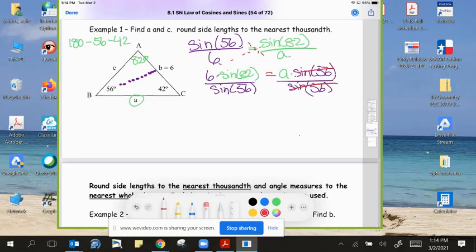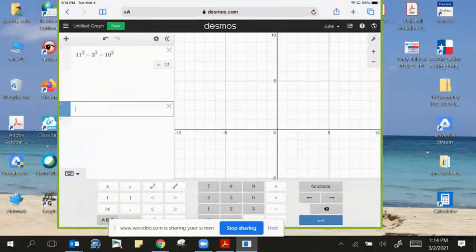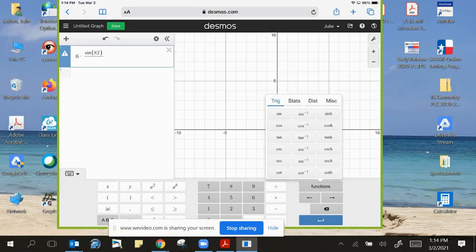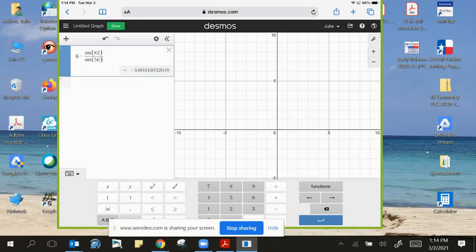We can put this in the calculator. I would not worry about a decimal for that 6 times sine 82 and writing it down. I would just type it in the calculator just like this: 6 times sine of 82, then divide that by sine of 56.